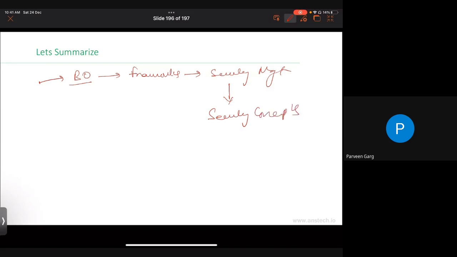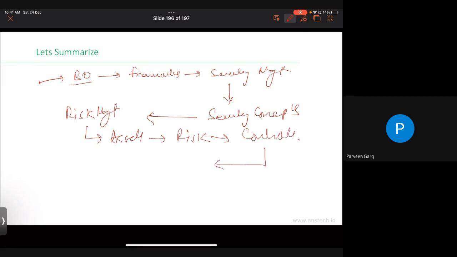and then we finally came to something called risk management. The objective of risk management was to identify assets, find out risk, and based on that, implement controls. And once you implemented controls, you carried out the cost benefit analysis to understand how you have mitigated the risk, how you have treated the risk. So this was as far as securing the organization.